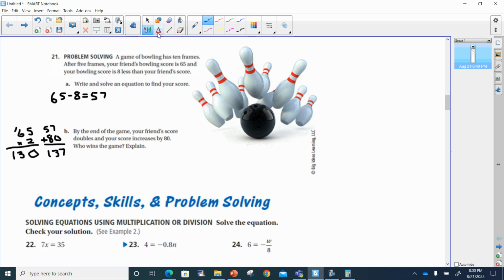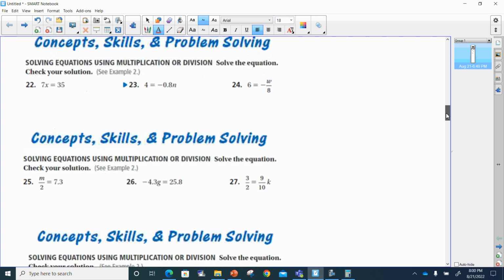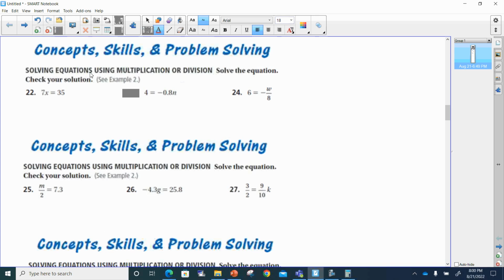Who wins the game? Well, that'd be you. It says to explain, so because 137 is greater than 130. Pretty easy, right? All right, let's go to, let's see, that was mine. So that means 23 is mine. Solving equations using multiplication and division. Now we're multiplying. Well, we have 4 equals negative 0.8n.